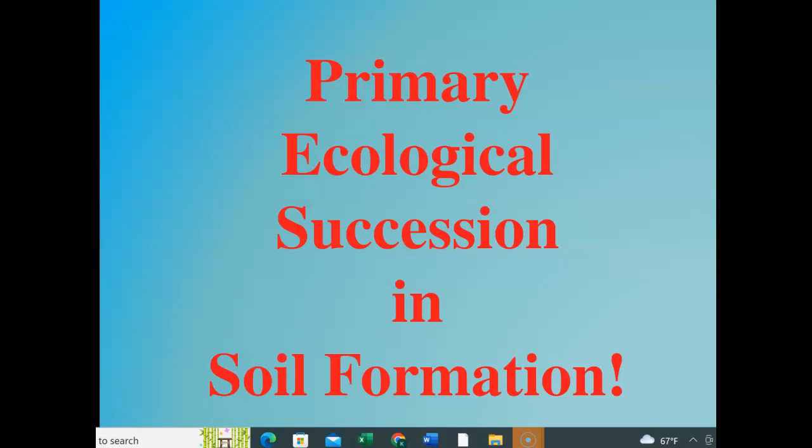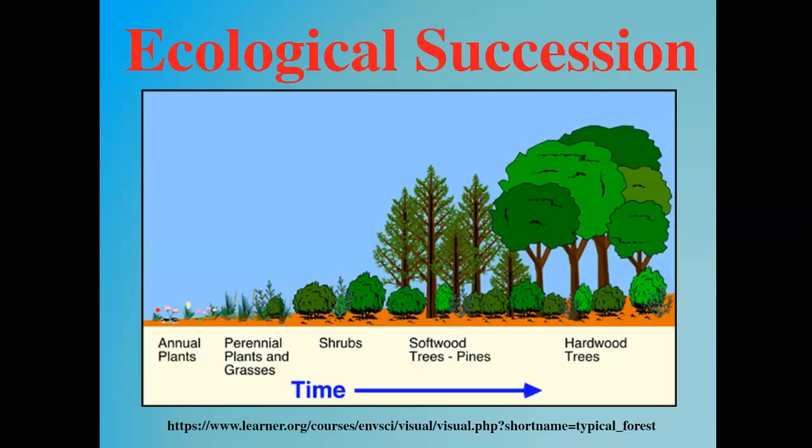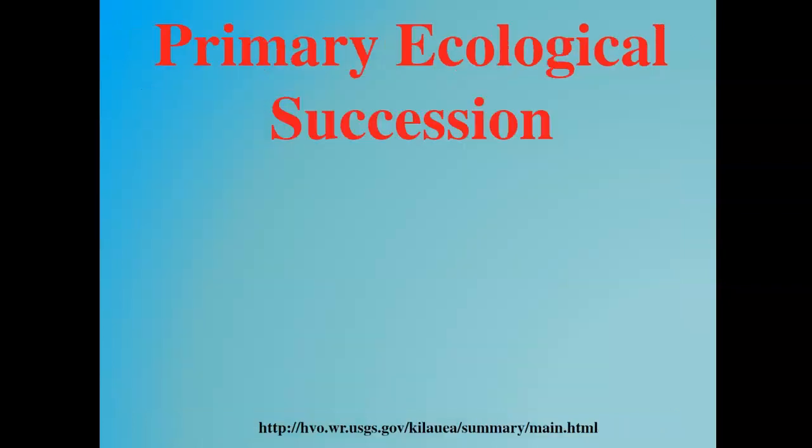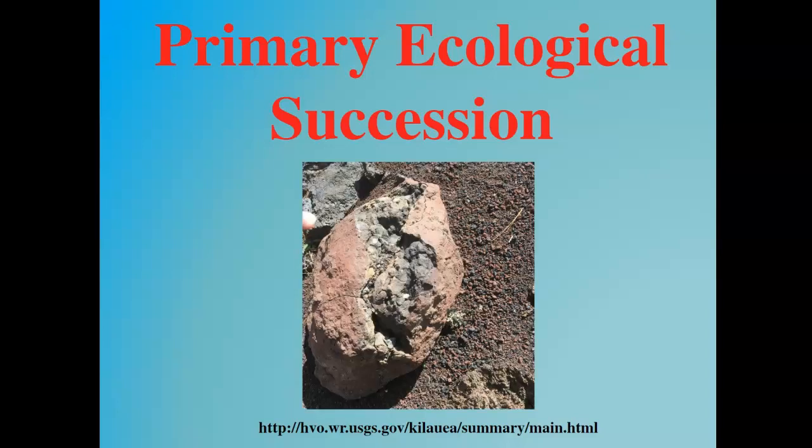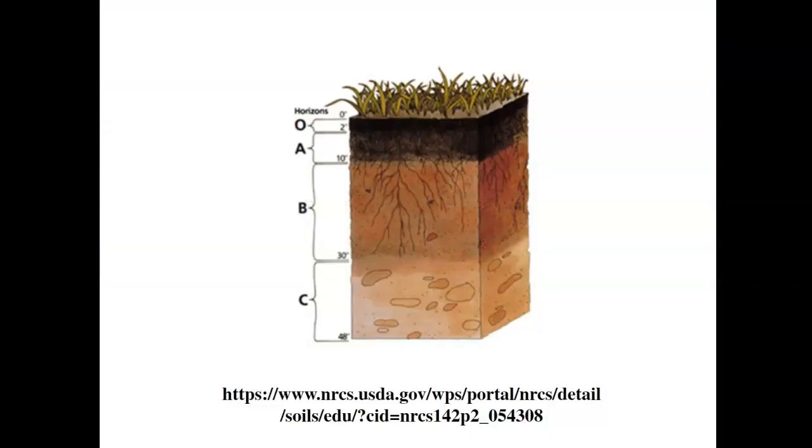Primary ecological succession in soil formation. Ecological succession is change in an ecosystem through time. Primary ecological succession happens when the starting point of the ecosystem wannabe is bare rock. Primary ecological succession is the process that includes organisms that play a huge role in making soil from the top down, together with weathering that plays a huge role in creating soil from the bottom up, and time. The result is a complete soil.